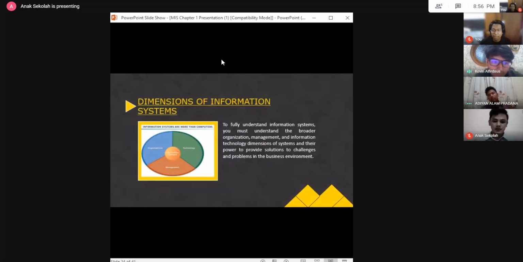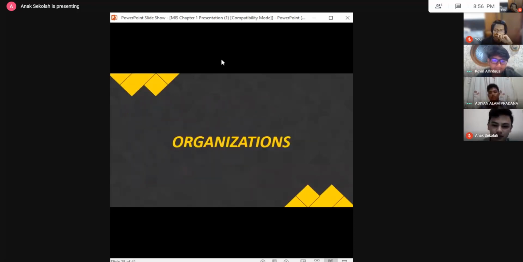Dimensions of information systems. To fully understand information systems, you must understand the broader organization, management, and information technology dimensions of systems, and therefore be able to provide solutions to challenges and problems in the business environment. Organization. Why organization? Information systems are an integral part of organizations. Indeed, for some companies such as credit reporting firms, there would be no business without an information system.